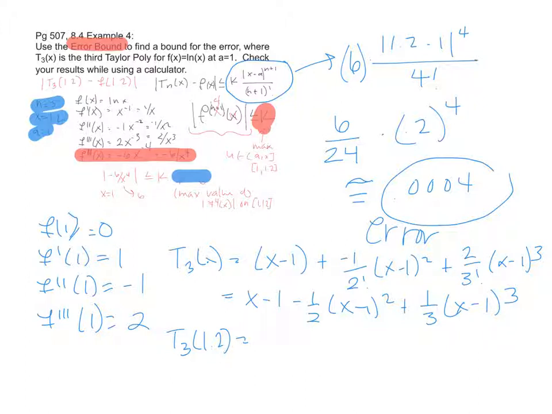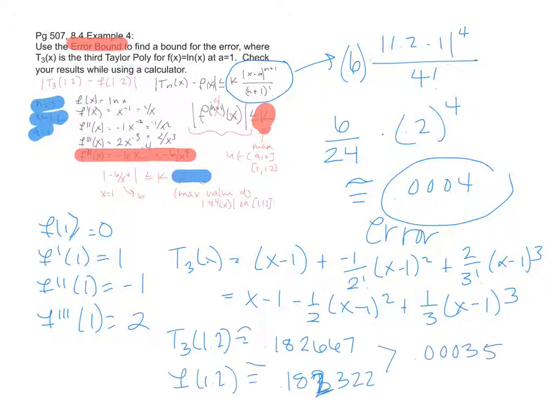And then assessing f at 1.2 and finding the error between them. Okay, so I have T3 at 1.2, and that's that value. And then f of 1.2 is that value, making the difference between them 0.00035. Now notice there's a difference between these two. Recall that this is called an error bound. So we're not talking about exact error. The error will be at most 0.0004.